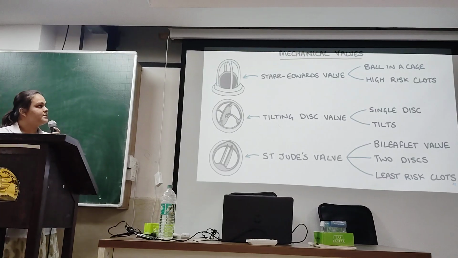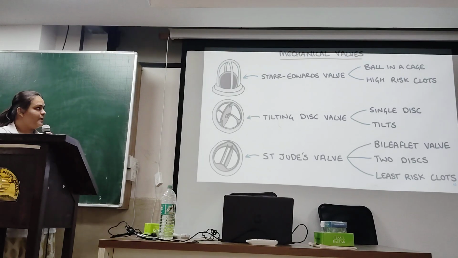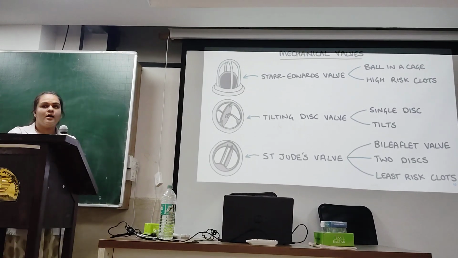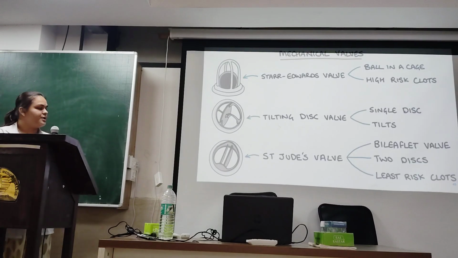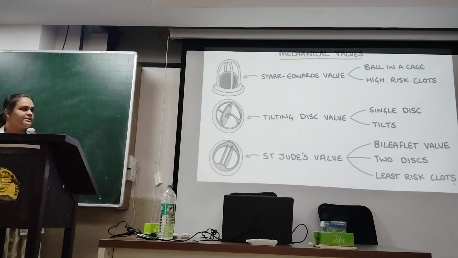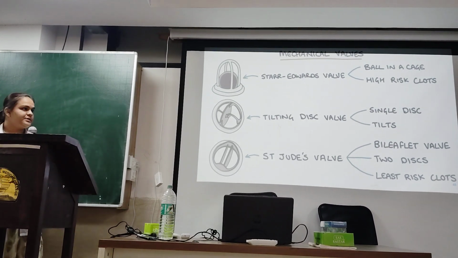So first, you can see this is a ball in a cage. The cage is made of metal and the ball is a silicone ball. It goes away from the opening and allows the blood to flow, and then it comes near the opening, so it will not allow the blood to flow, thereby preventing regurgitation. But here, because the flow is turbulent, it will increase the chances of blood clots, thrombus and embolism, thereby leading to increased chances of strokes.